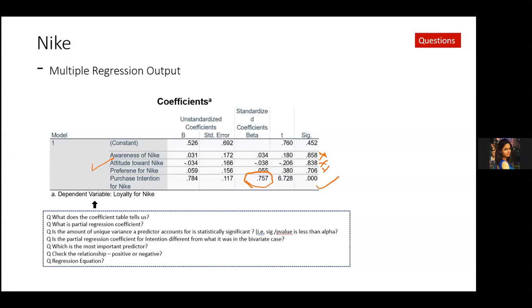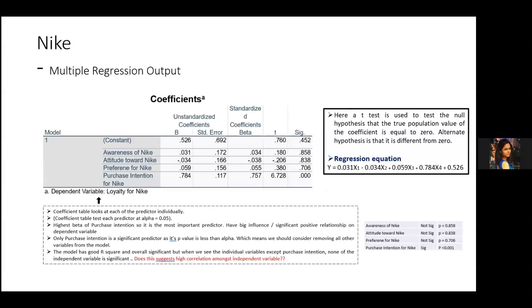And you can also derive the regression equation. So you can get the regression equation from कहाँ से? Unstandardized coefficients. Yes, you can get the regression equation from unstandardized coefficients. So you can include all these variables, but in case I ask you to include only those variables which are significant, then you will not use these. You will use only this purchase intention. Okay, and this is how you can make your regression equation.